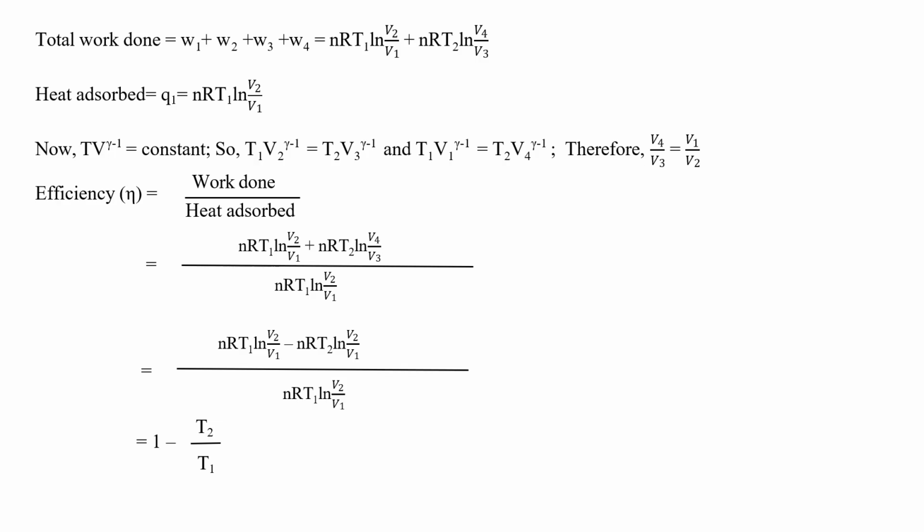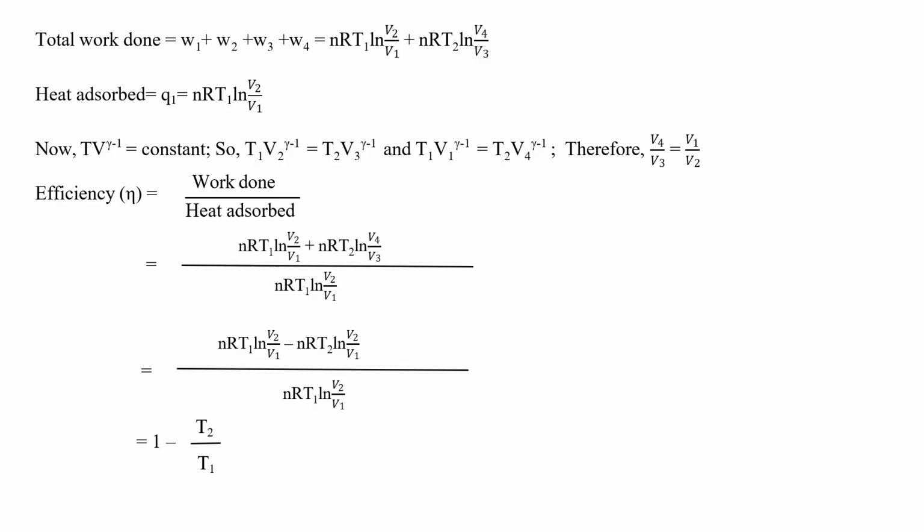The total work done is W1 plus W2 plus W3 plus W4, the summation of the work done of these 4 individual processes. So the total work done will be equal to nRT1 ln V2 by V1 plus nRT2 ln V4 by V3, because the work done for W2 and W4, for the adiabatic processes, cancel each other out. The heat absorbed, Q1, for the AB process, A to B, will be equal to nRT1 ln V2 by V1.